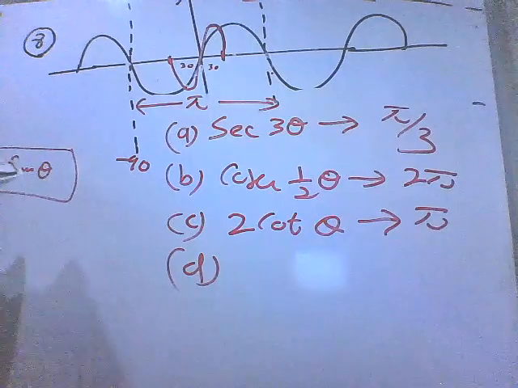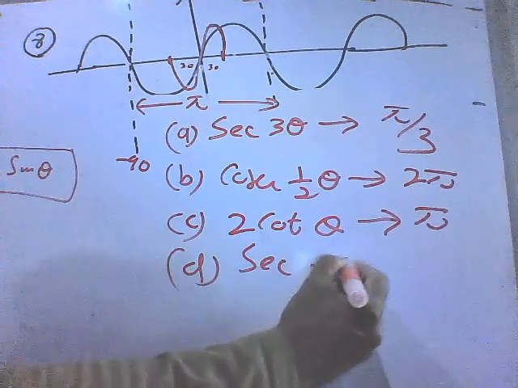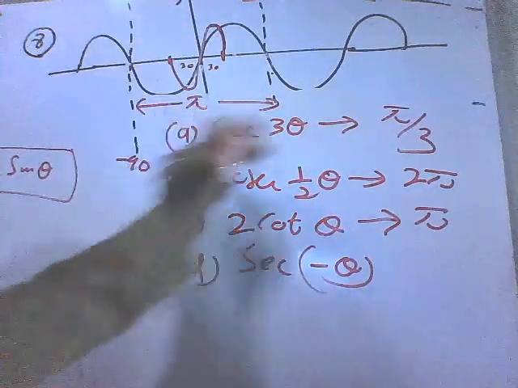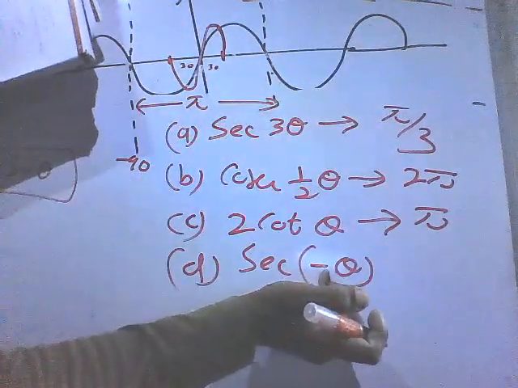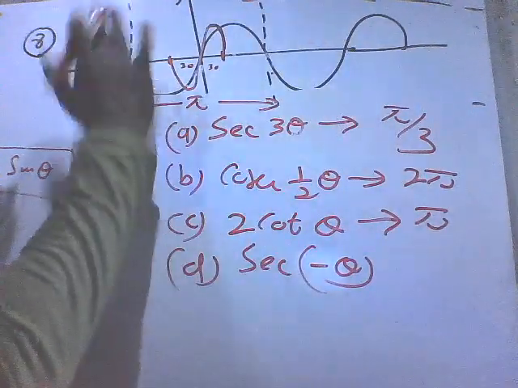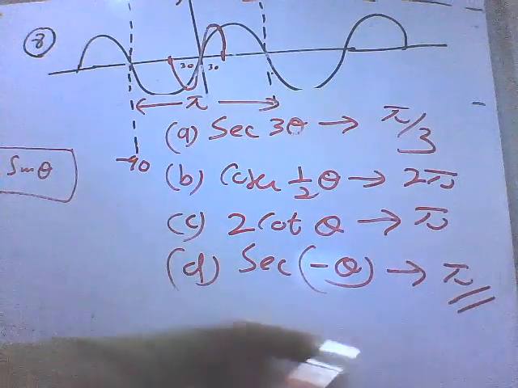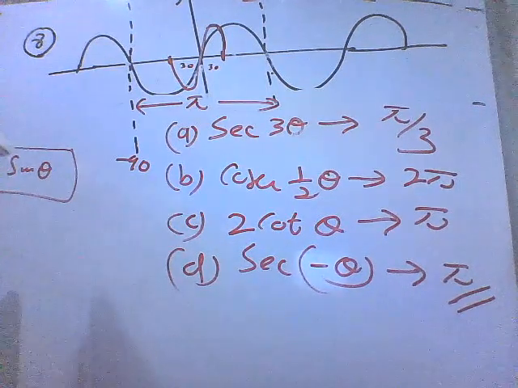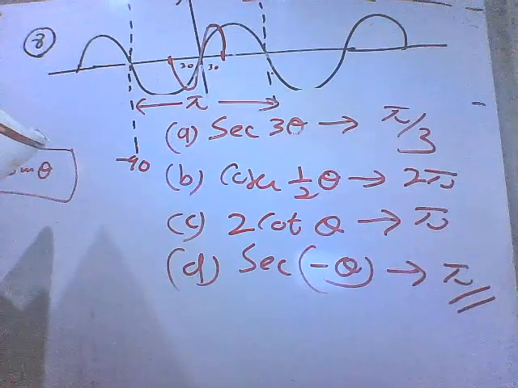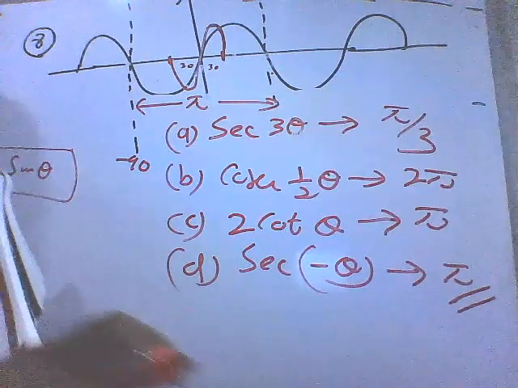Part D, sec theta, sec minus theta. Whatever graph is there, sec theta is getting repeated with pi, but minus theta is getting reflected over the y-axis. It is switching the sides. So this again is still the same, pi. So that is how you handle the 8th question. The 9th and 10th also I will do. It's a little difficult, but still very interesting.